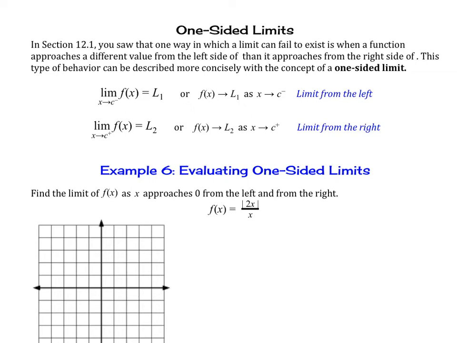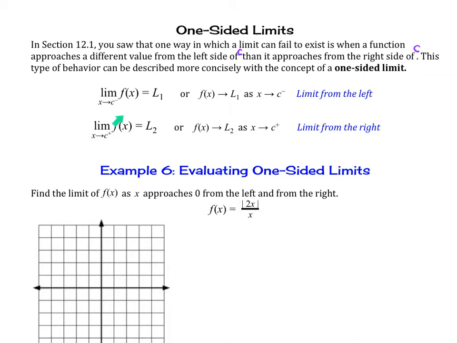In section 12.1, you saw that one way in which a limit can fail to exist is when a function approaches a different value from the left side of c than it approaches from the right side of c. This type of behavior can be described more concisely with the concept of a one-sided limit.